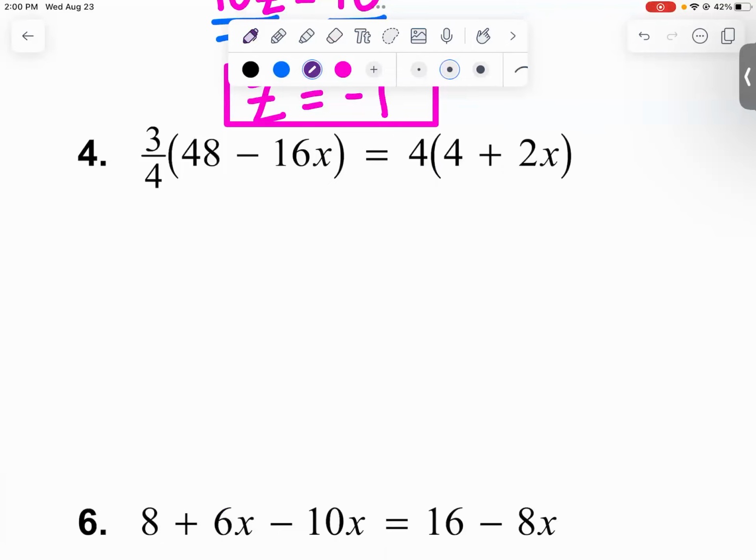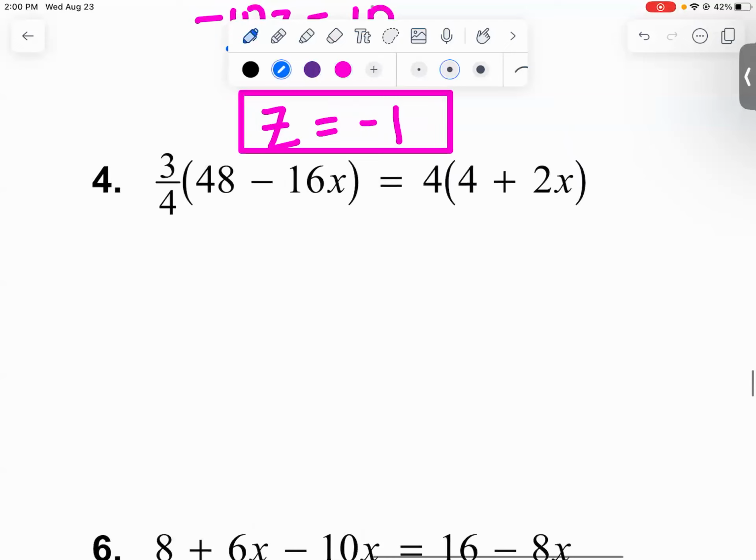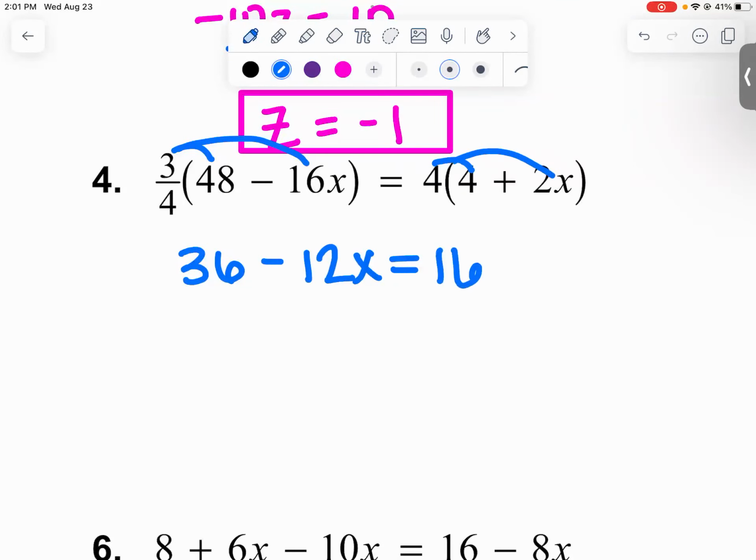Okay, so let's go ahead and distribute. 3/4 times 48. 36. My bad. 36 minus 12. 3/4 times -16x. It's -12x. Now we need to distribute the 4. 16 plus 8x.